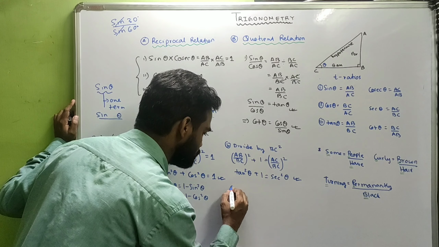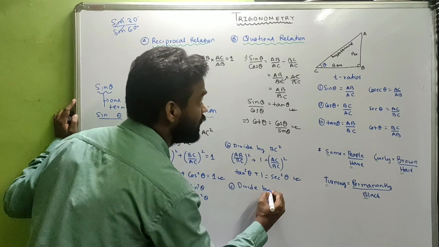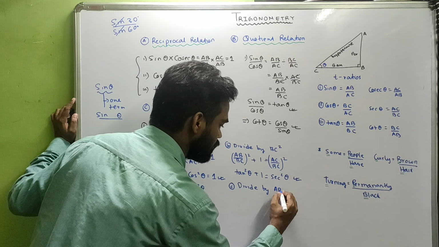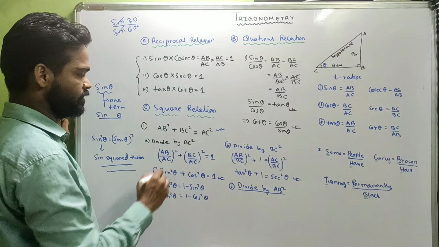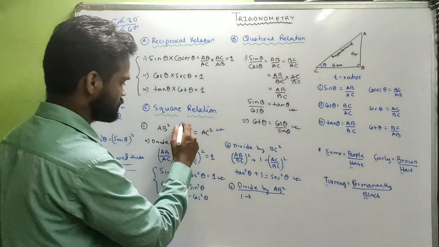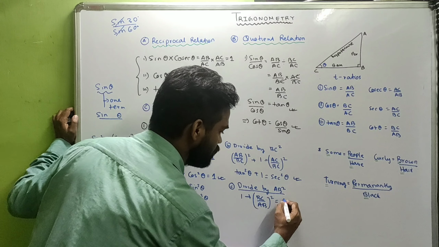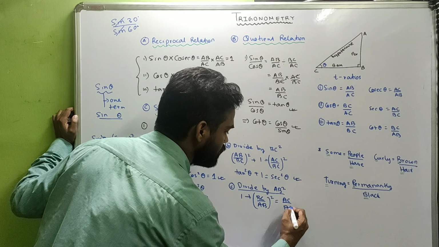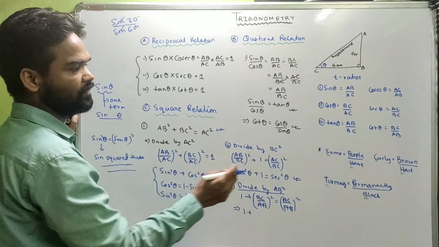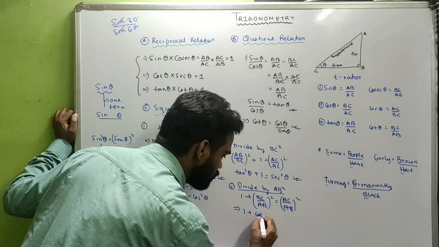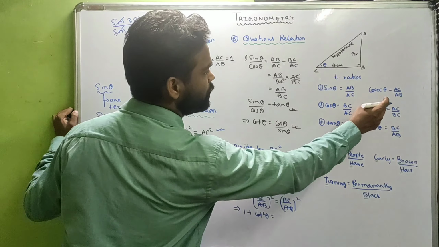One more is there. Look over here. If we divide by, suppose, AB square, I'm dividing by AB square. So what I'll get? 1 plus BC by AB whole square is equal to AC by AB whole square, which means 1 plus, now BC by AB is cot theta, so cot square theta is equal to AC by AB whole square. AC by AB is nothing but cosec.